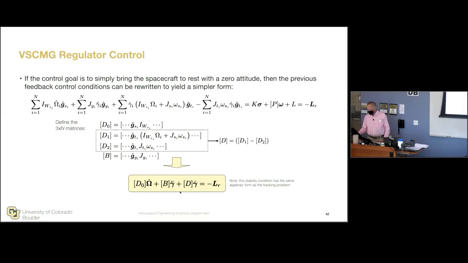So same formula, same conditions. It's different things that go into D, but it's the same groupings that we're dealing with. So it's fundamentally the same structural challenge of how we now come up with a control law.